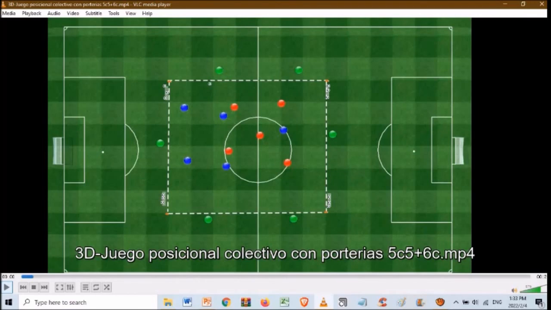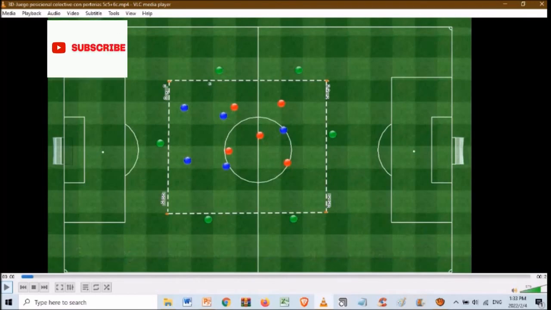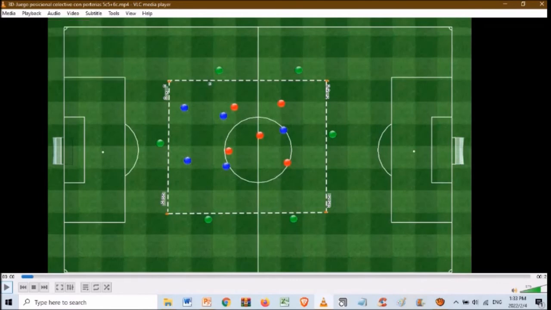a positional game with goals 5v5 plus 6 jokers now. So if you see from left to right, you're going to see that the green and the blue make a 4-2-3-1 structure, while the red will make a 4-3-3 structure. So basically, the same as before.